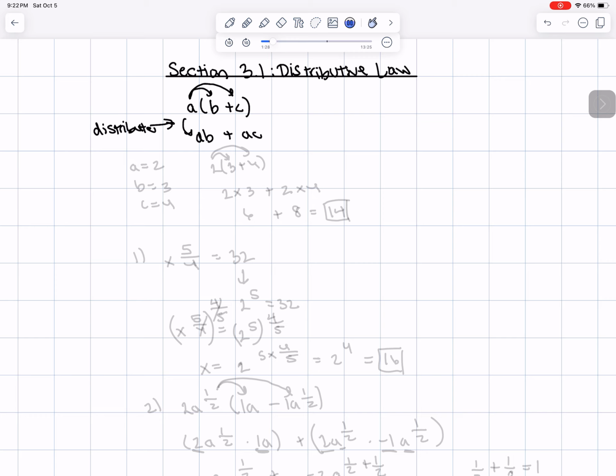So let's do an example. Let's say my A is 2, my B is 3, my C is 4. So let's do 2 times (3 plus 4). So we distribute. So 2 times 3 plus 2 times 4. So 2 times 3 is 6, and 2 times 4 is 8. So that means we get 14. This is just a basic setup of distributing. So now let's go to a couple examples that are a little bit more complex than this one.